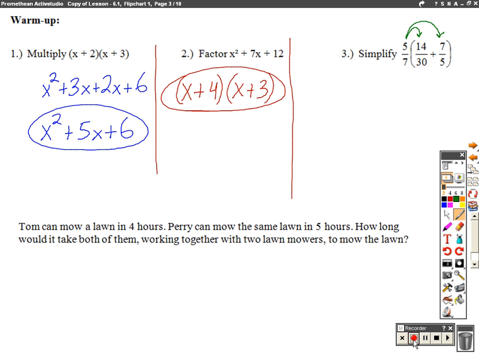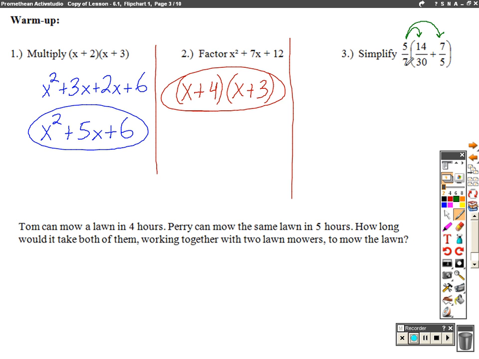Okay, number 1 is just foiling, and number 2 is just factoring, which is a very big part of Chapter 6 that we need to know how to factor. Number 3, we are working with some fractions, since rational expressions really are fractions. I'll explain that in a minute. You need to know your basic operations with fractions.